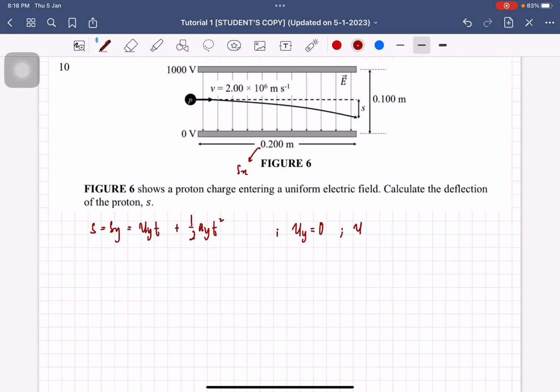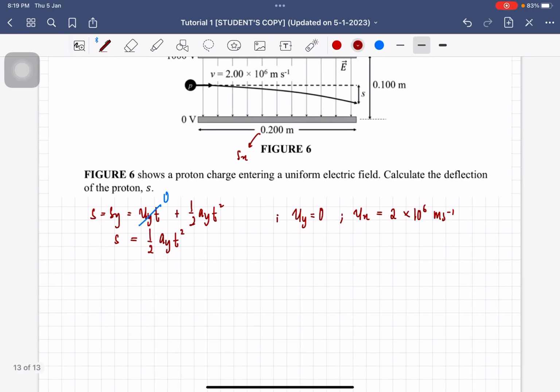Ux at a speed of 2 meter per second in the X component. So maksudnya Uy dia sekarang ni akan jadi kosong. So kita punya formula will be half Ay t square. So from here, what we are going to look for is the acceleration and the time, okay?